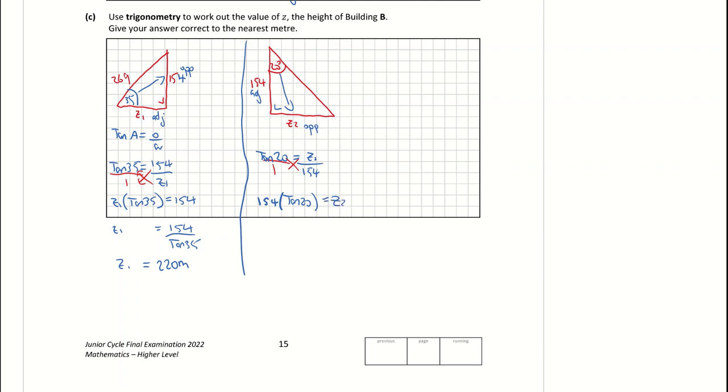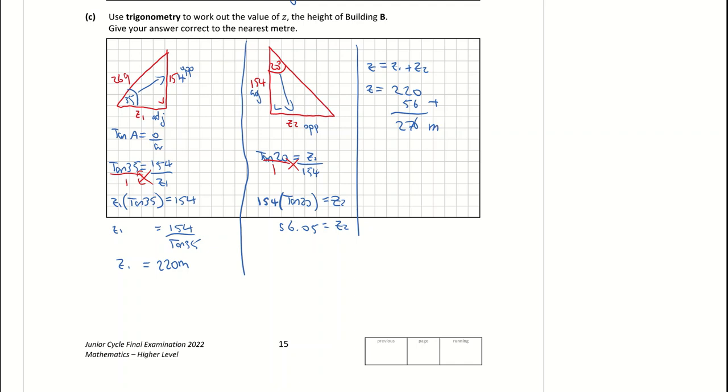And that gives me Z2 as 56.05. Now to get Z, I need to add my two answers together because I split this into two triangles, don't forget. So the total height of building B is 220 plus 56, giving me 276 meters in height.